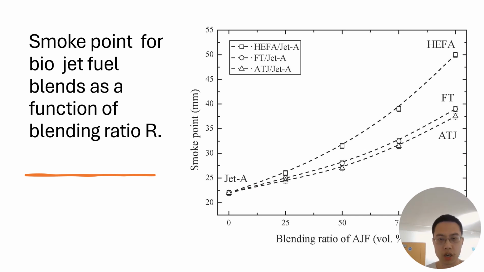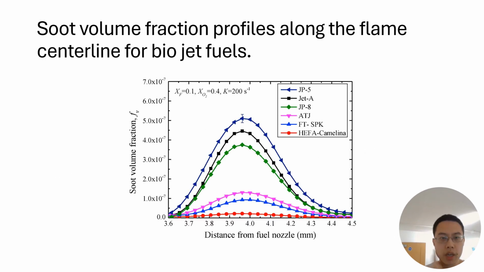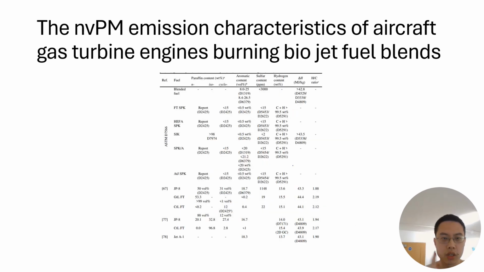This is the ratio of the smoke point for biojet fuel and jet fuel, such as HEFA over jet A, FT over jet A, or ATJ over jet A. One can see that HEFA has higher soot points compared to FT and ATJ. Here is the soot volume fraction profile along the flame center line for biojet fuel.